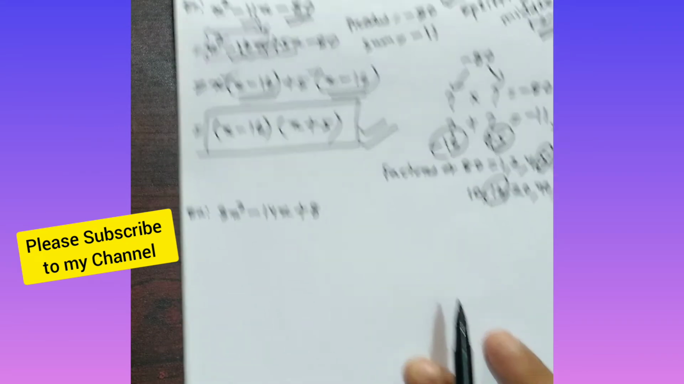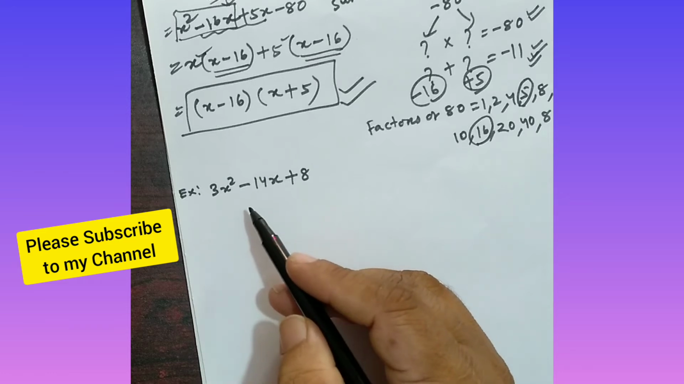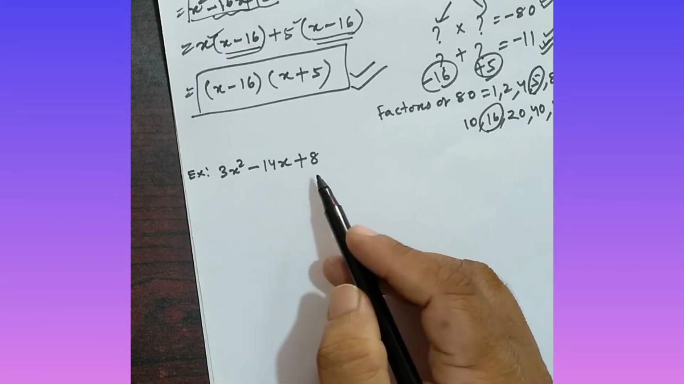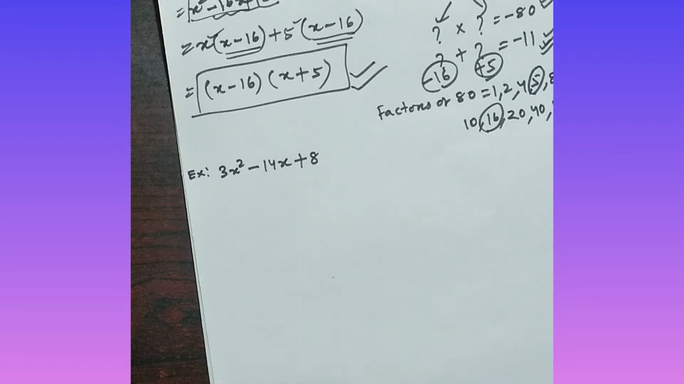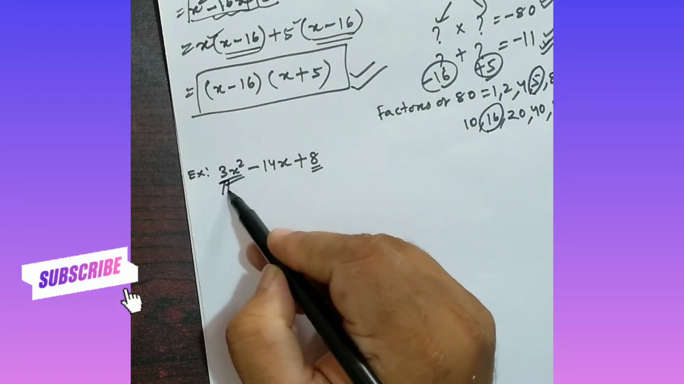One more example, look here: 3x square minus 14x plus 8. This is very interesting. How can you solve this polynomial? How to factorize this polynomial? Look here. You have to look at the last term, which is a constant value. The last term is 8, and the first term has a coefficient value of 3.